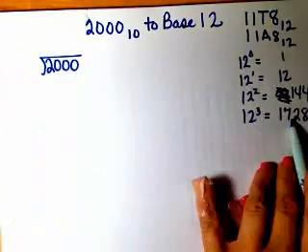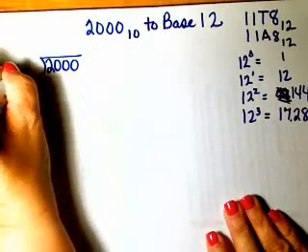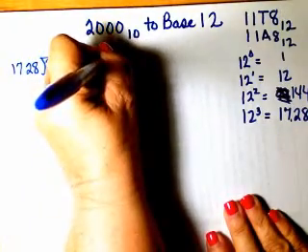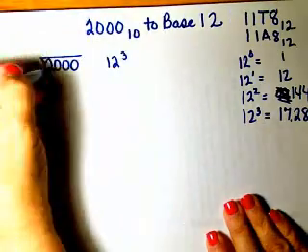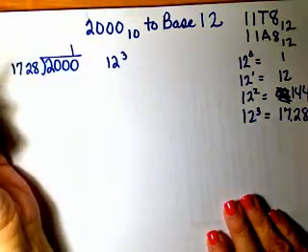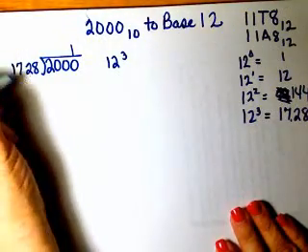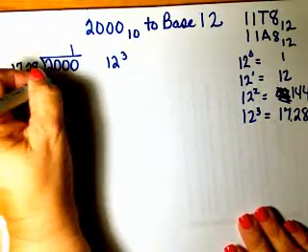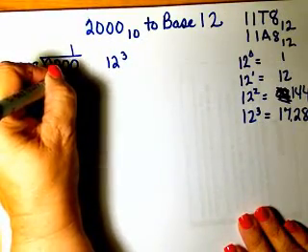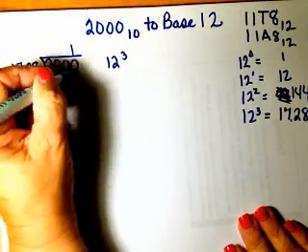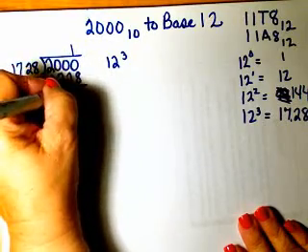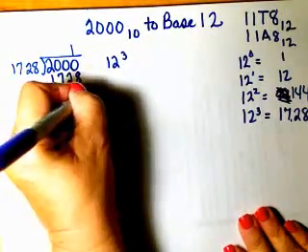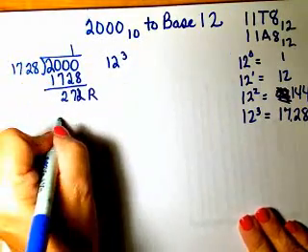Okay? So, which of these goes into this? So that would be the 12 to the third. So we're going to divide 1,728, which is 12 to the third power, into 2,000. And it's going to go one time. So we'll multiply that, and then subtract, and you're going to get 272 remainder.